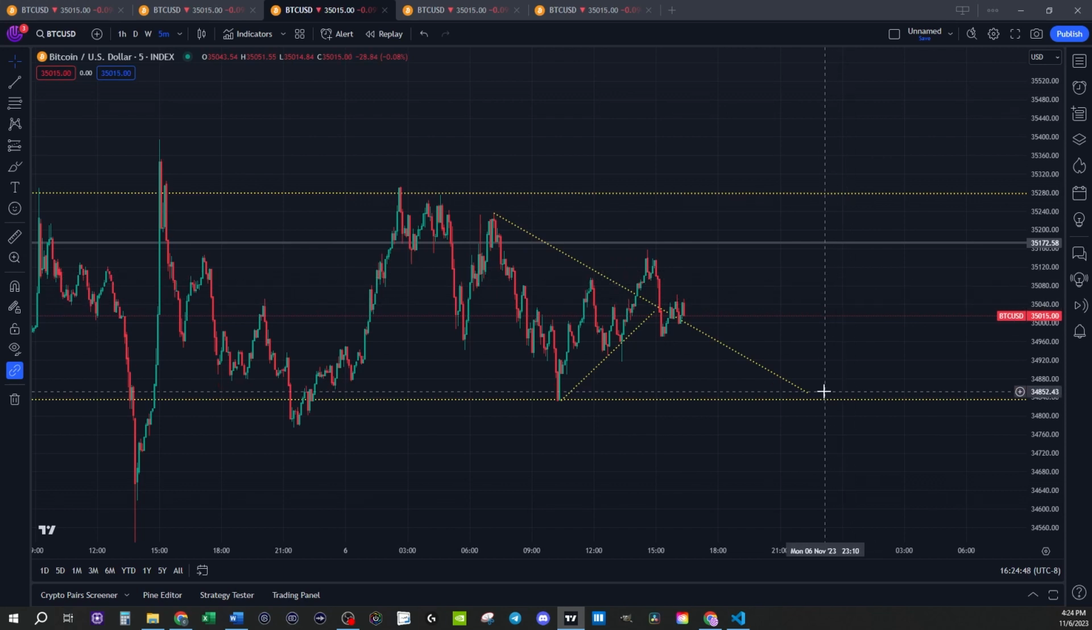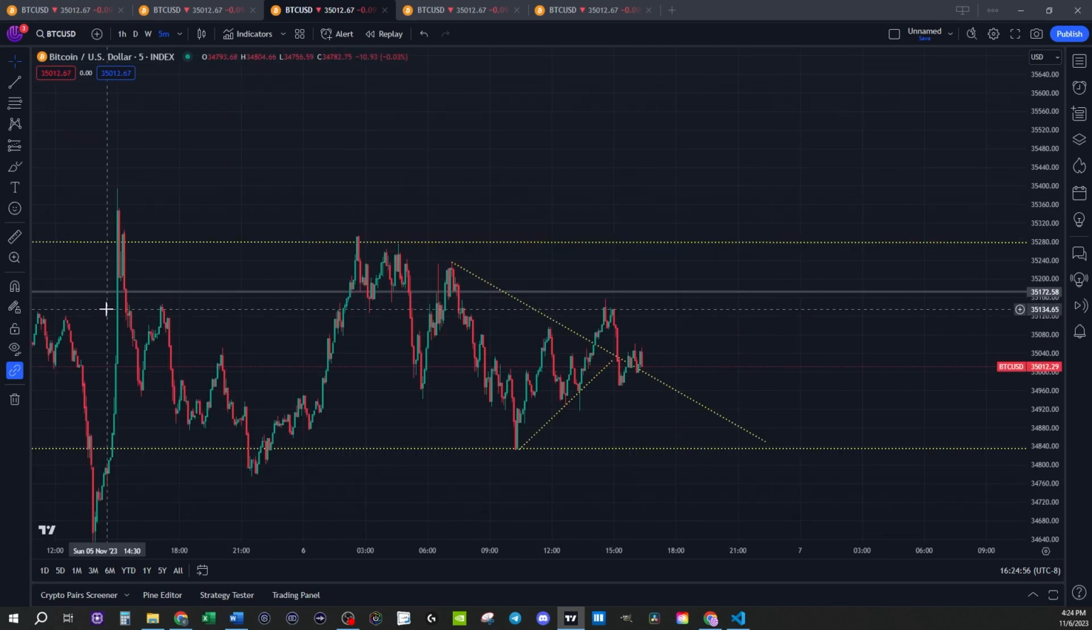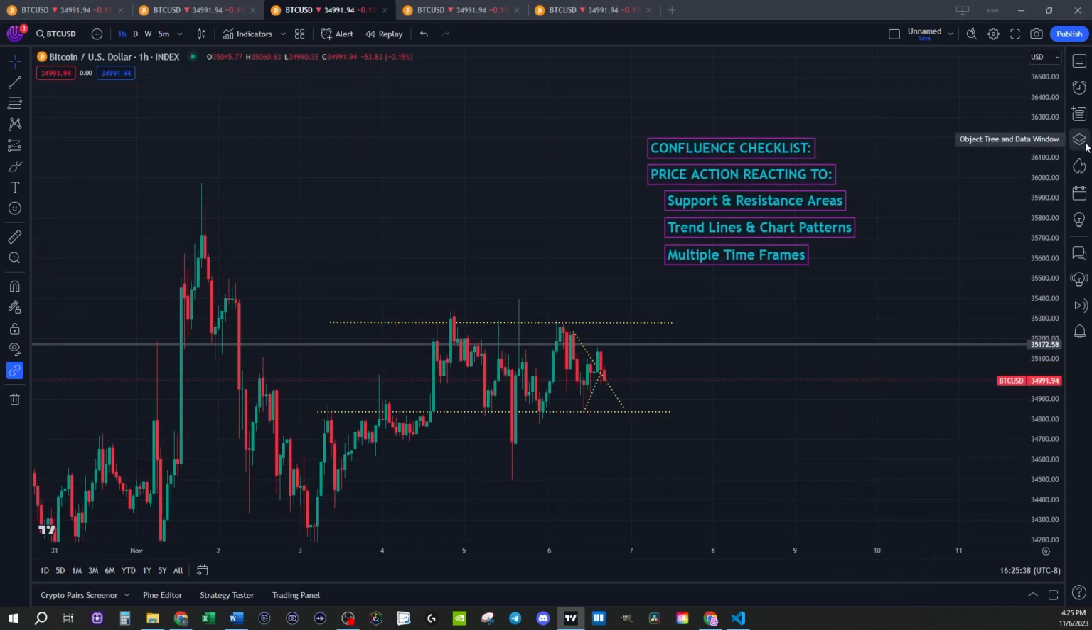And now that we're finishing up with channel patterns, that is also going to add one more step to our confluence checklist, which is price action reacting to areas of support and resistance, trend lines, and chart patterns. All of this through multiple time frames. And see if you can make any calls on where you think price action is going to go within the next few days. Don't worry about the next few months. Keep it within a realistic trading time frame.